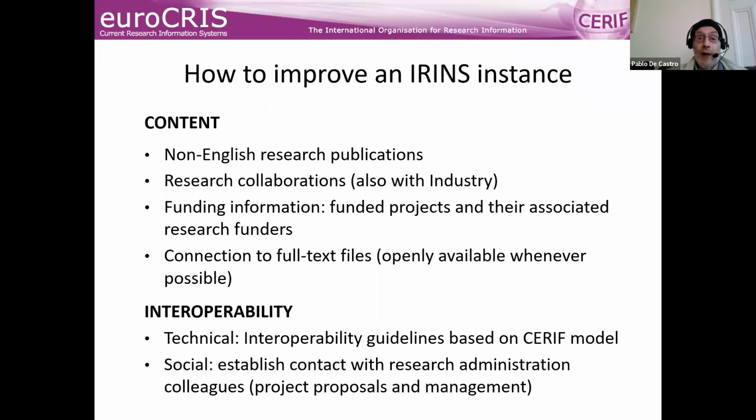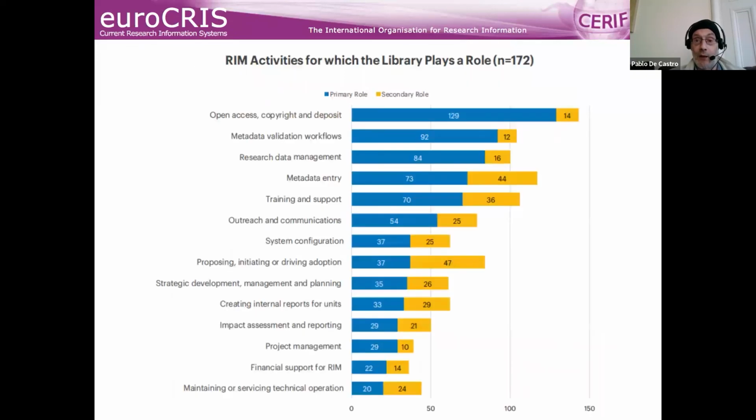A number of content-related recommendations are to try and collect non-English research publications besides the English ones, and to try and collect funding information. Funded projects can typically be most effectively collected at university level rather than at a country level, and then moved up to the national aggregation. There is a recommendation to connect to full text files whenever possible. This is open science. And then in the area of interoperability, a couple of recommendations for technical and social interoperability there as well. This is typically a library activity.